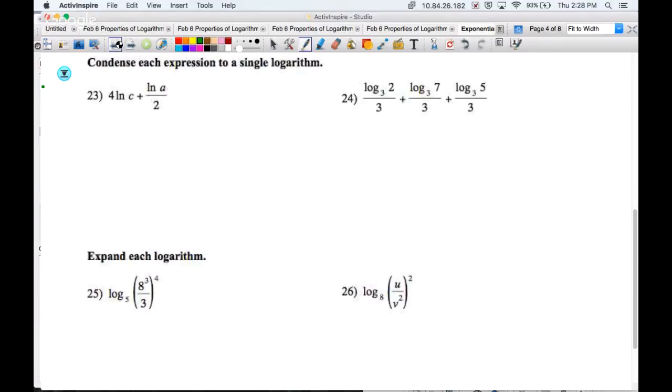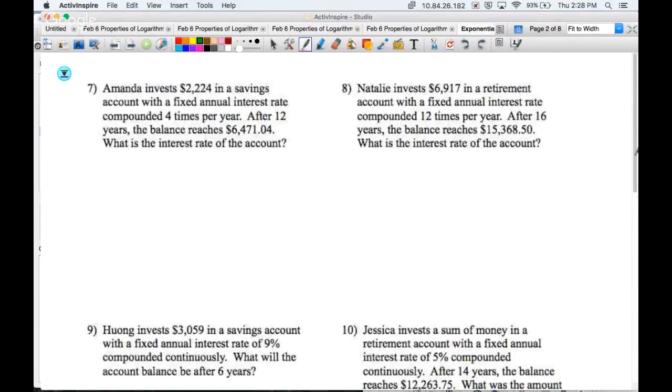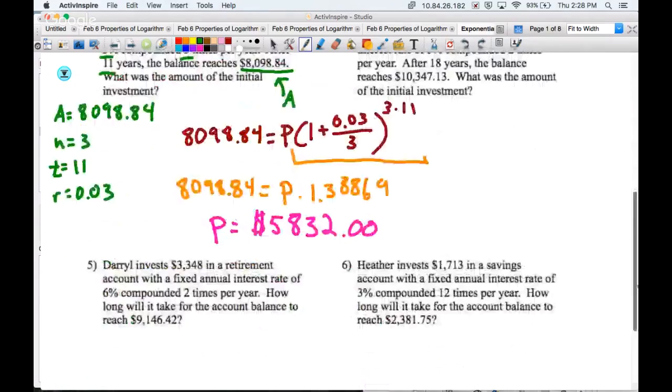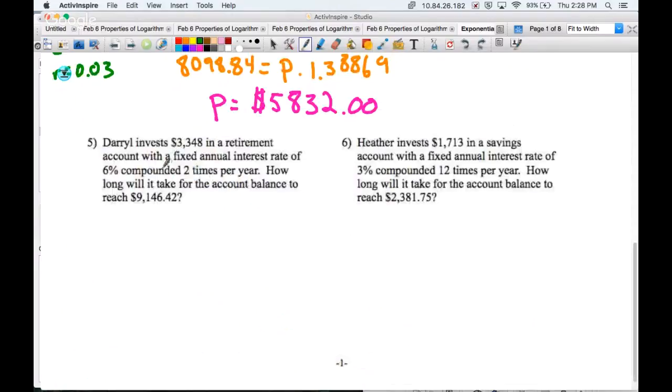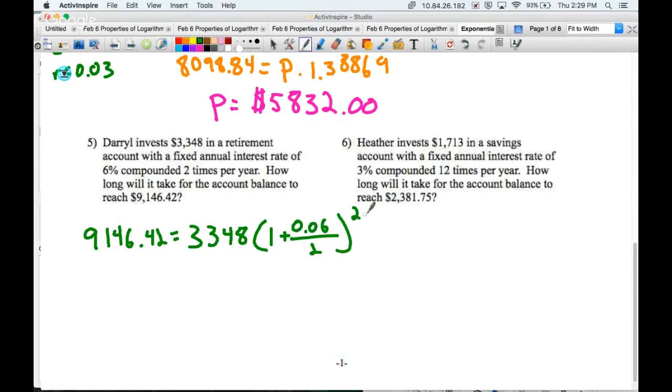Condensing, actually, let's jump back to those interest problems. I'll do one of each type. So, let's see, we've done one of those. Okay. $3,348 in a retirement account, 6% compounded 2 times per year. How long will it take for the account balance to reach 9,146.42? So I set this up, filling in the values where they go in my compound interest formula, making sure to express my percent as a decimal, but then leaving t as a variable. We're going to have to solve for t.